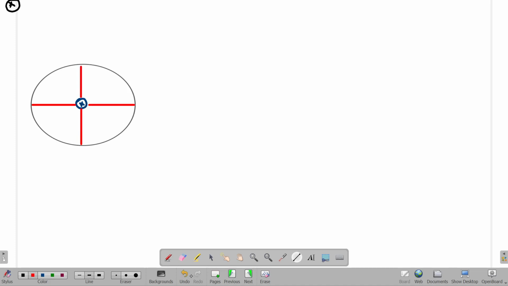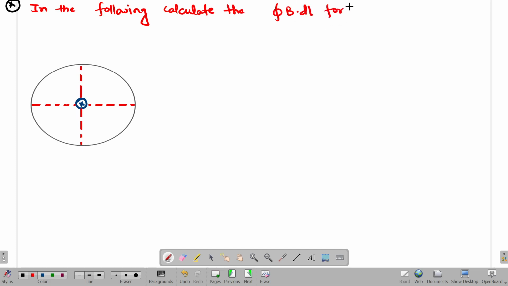Okay, point is very simple. So look over it, I'll write the question. In the following, calculate the integral B dot dl. I'm not asking for the magnetic field. I'm calculating B dot dl for the path A, B, C. Are you able to get me?